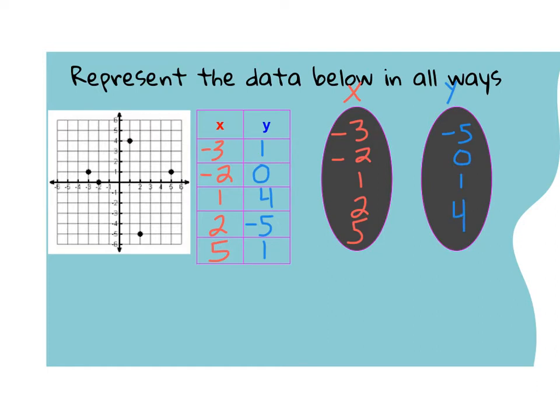Now I'm going to take the mapping and I'm going to match each number with its matching point, each x value with its matching y value. So -3 went with +1, so draw an arrow over. -2 went with 0. 1 went with 4. 2 went with -5. And 5 also went with 1 right here. So there is my mapping diagram.